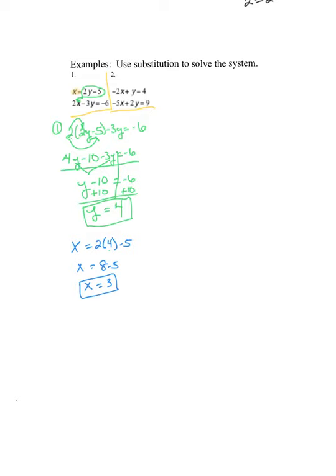Let's make sure we're right, okay? It's always a good thing to do. I'm going to use the other equation. 2 times 3 minus 3 times 4 equals negative 6. Hope I'm right. 6 minus 12 equals negative 6. Negative 6 equals negative 6. Whew, we did it right.